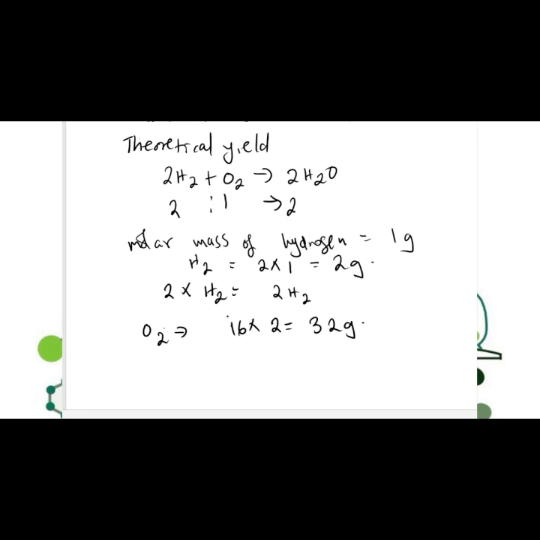So these 4 grams and 32 grams will give us 2 moles of water. 2 moles of water is equal to 2 times, how much is hydrogen? Hydrogen is 1 times 2 plus the molar mass of oxygen, which is 16. So let's just punch it in. The resulting mass is 36, right?